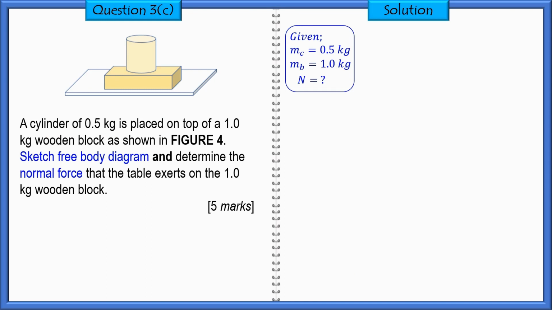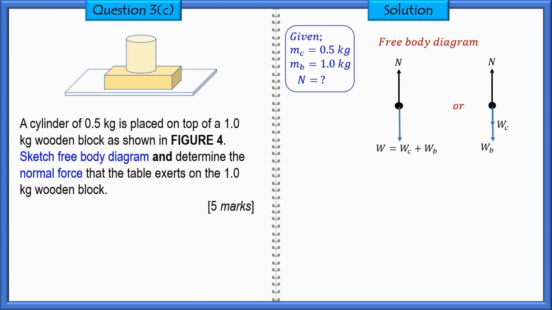Question 3c. A cylinder of 0.5 kg is placed on top of a 1 kg wooden block as shown. You need to sketch the free body diagram and determine the normal force that the table exerts on the 1 kg wooden block. First, you need to sketch the free body diagram. So for the free body diagram, you can sketch either two forces exerted, which are the normal force and the weight. But for the weight, you need to combine WC plus WB because the cylinder is on top of the wooden block. Or you can sketch separately for the WB and WC as shown.